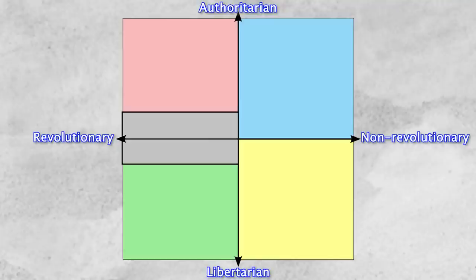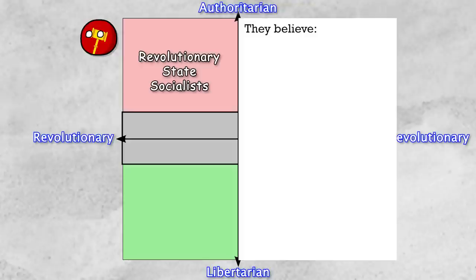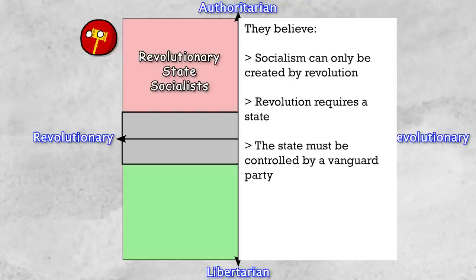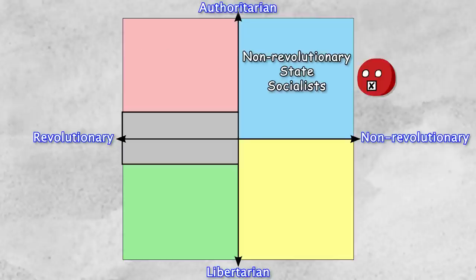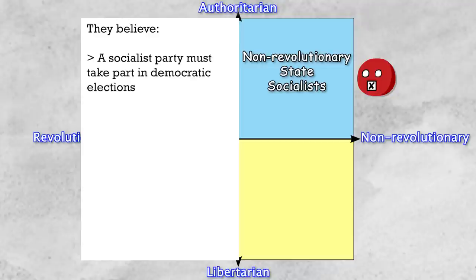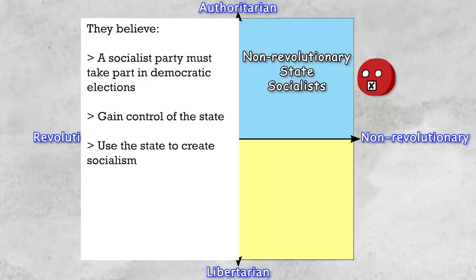In the top left, revolutionary state socialists believe that socialism can only be created by revolution, that revolution requires a state, that the state must be controlled by a political party of professional revolutionaries known as a vanguard party, and that this party must rule as a one-party dictatorship. In the top right, non-revolutionary state socialists believe the key to creating socialism is for a socialist party to take part in democratic elections, gain control of the state, and use the power of the state to create socialism.